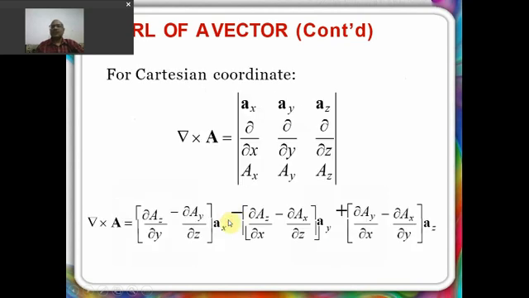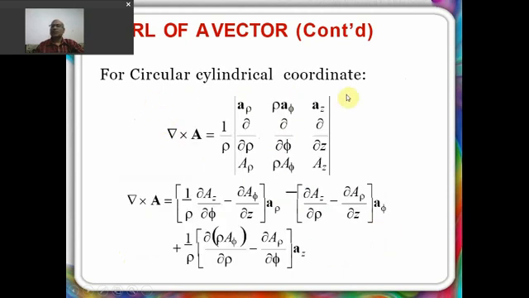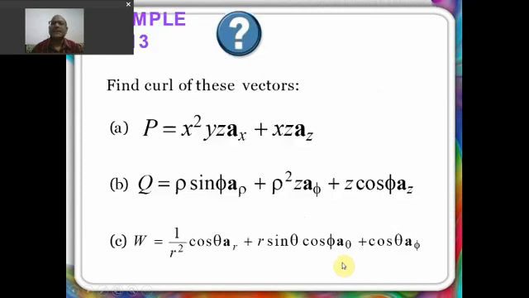So in Cartesian coordinates we can write it in this way, because it's a cross product, and del and A both have the components: del by del X, del by del Y, del by del Z, and AX, AY, AZ. We can open it for the calculation. For circular cylindrical coordinates we also have these values: 1 by rho, then the matrix with A rho, rho A phi, AZ, and del by del rho, del by del phi, del by del z. So these are the values we can easily find, and then for spherical coordinates we can easily find this.